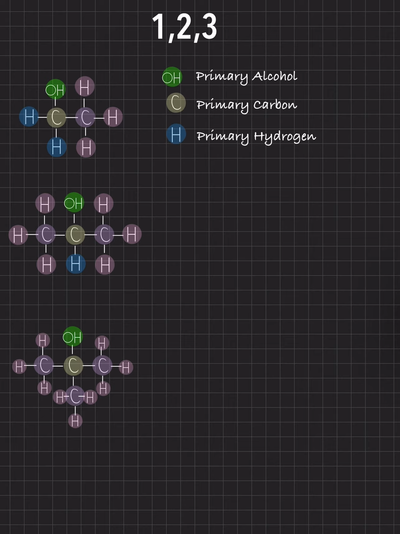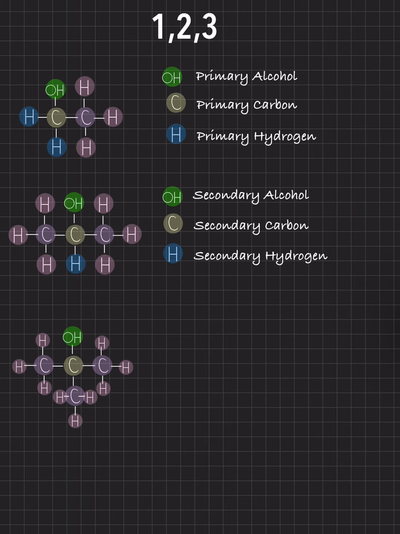Okay, so in the next example, I have one yellow carbon again, but that yellow carbon is attached to two purple carbons. That makes that yellow carbon a secondary carbon. The hydrogen attached is a secondary hydrogen. And then again, the alcohol, because it's attached to that yellow carbon, is going to be a secondary alcohol.